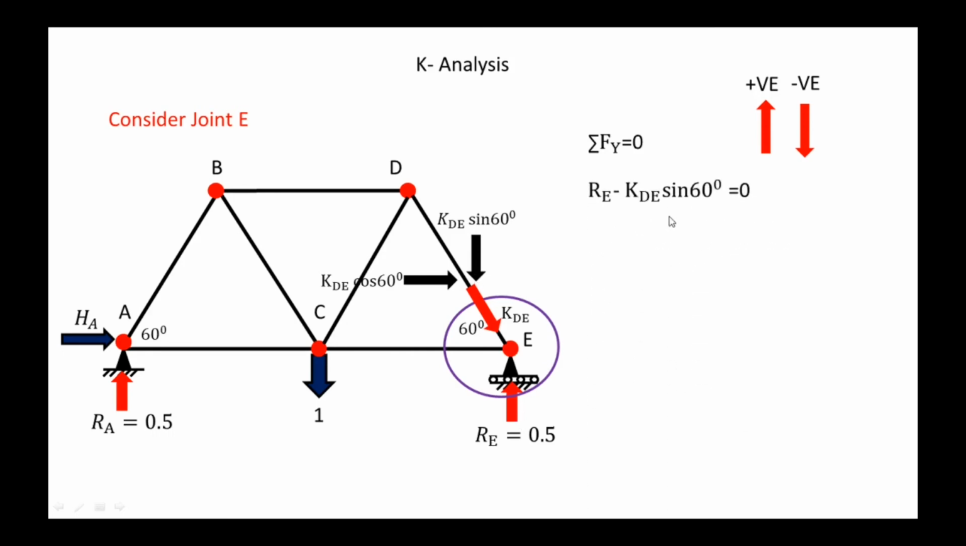So RE minus KD sin 60 is equal to 0. So put the value of RE is 0.5. So we got here KD is equal to 0.577.